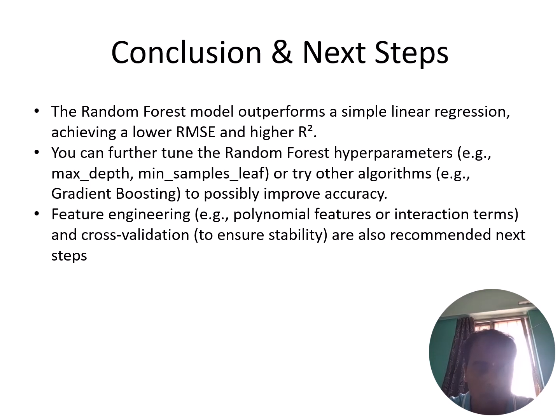So what are the next steps? What we can do is further tune the random forest hyperparameters like maximum depth, minimum sample leaf, or try other algorithms like gradient boosting to possibly improve the accuracy. And feature engineering can be done, for example, polynomial features or interaction terms, and cross validation to ensure stability is also recommended as further next steps.